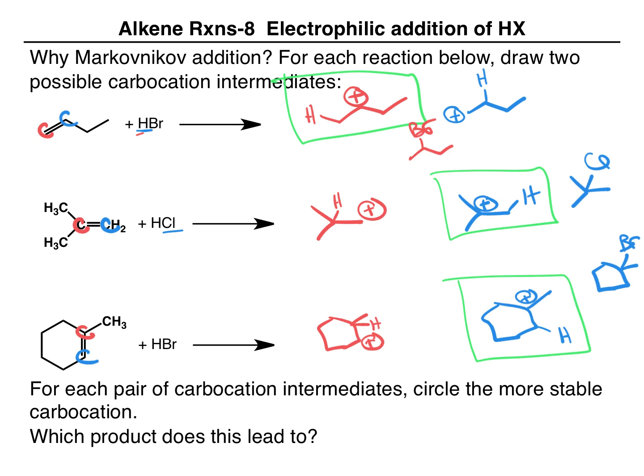In other words, we get Markovnikov addition where the hydrogen becomes connected to the alkene carbon that was originally connected to more hydrogens, and the X becomes connected to the alkene carbon that was originally connected to fewer hydrogens, because adding the hydrogen to this carbon leads to the more stable carbocation. So Markovnikov addition occurs because it proceeds through the more stable carbocation.